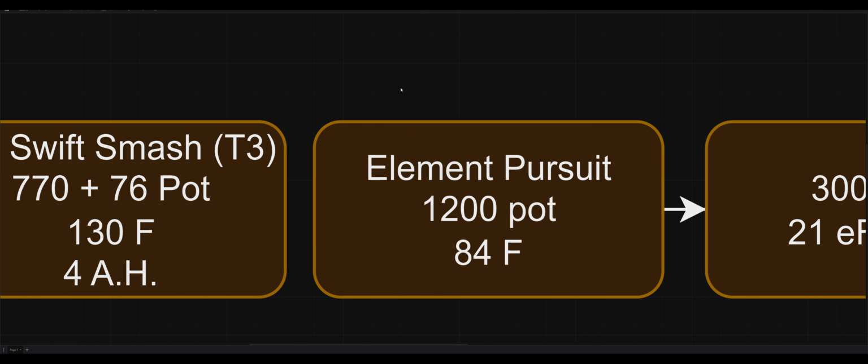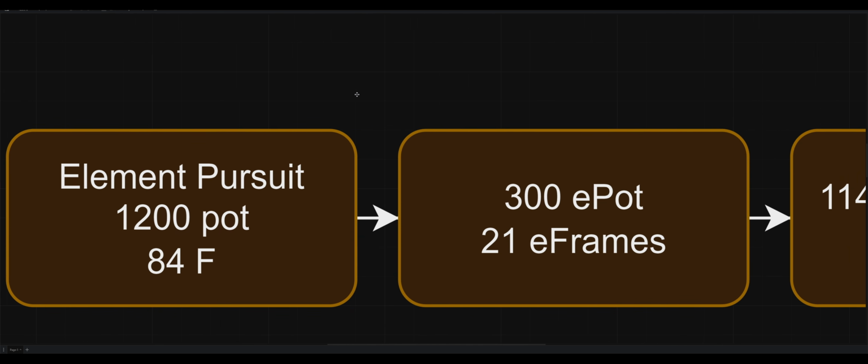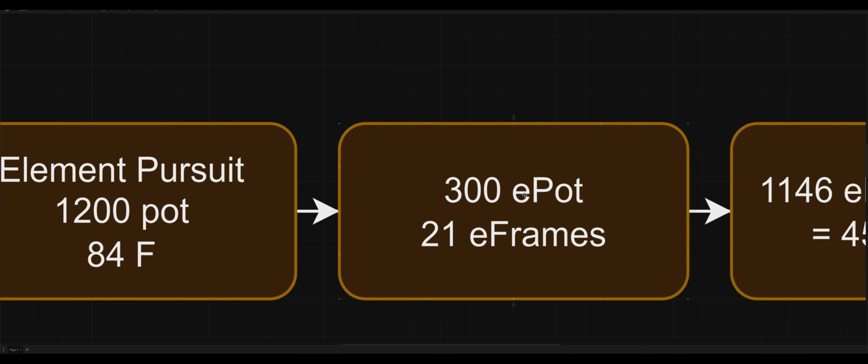Its frames is roughly 84. You might see 83 in some places. I just rounded up to keep the numbers even. It's not that big of a deal. So what are we doing? We're going to take element pursuit. This is our attack produced. We're going to take its potency and its frames. We're going to divide them both by 4. What does that give us? That gives us an E pot of 300 and E frames of 21.